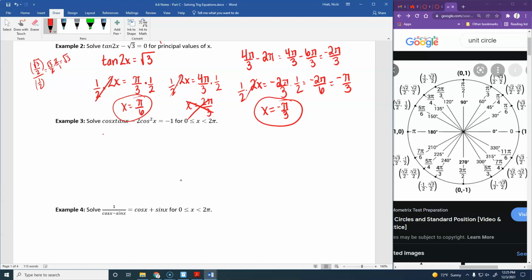Tangent is sine over cosine. So we're going to have cosine x times sine x over cosine x minus 2 cosine squared x equals negative 1. And when we do that, now our cosines can cancel. I've got sine x minus 2 cosine squared x equals negative 1.